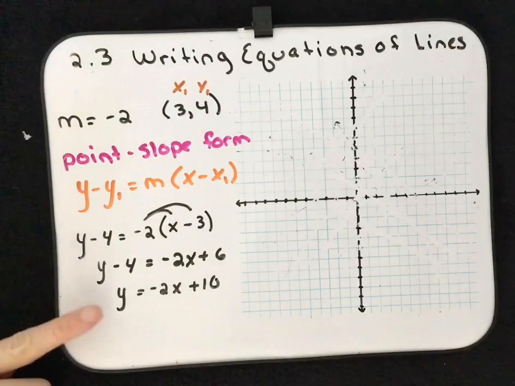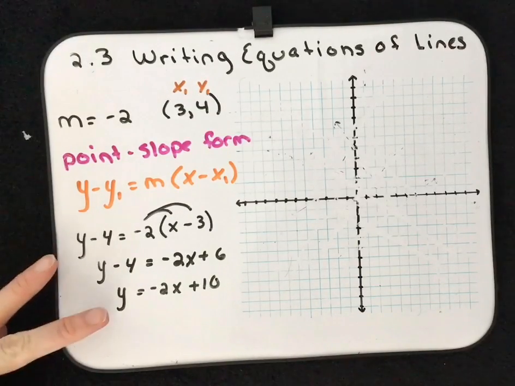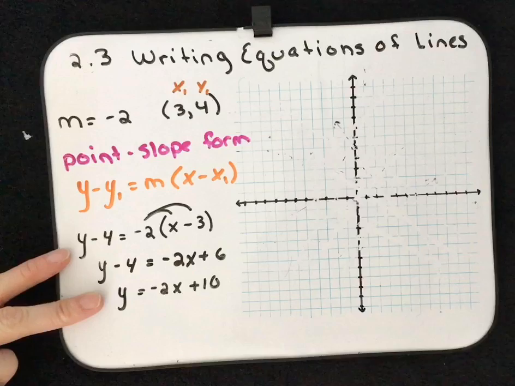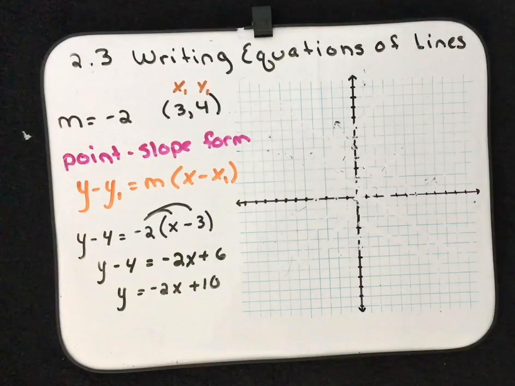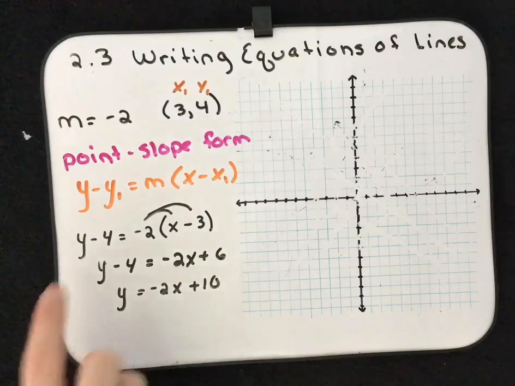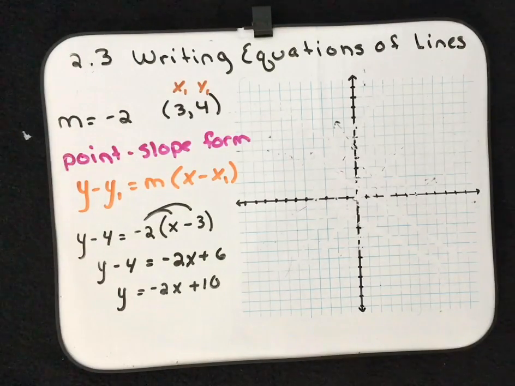So these are the same equation. It's just two different forms of the same equation. It'll be the same line on the graph. This one is point-slope form, this one is slope-intercept form. And it will just depend on which form you're asked as to which equation you would leave it. Let's try again.